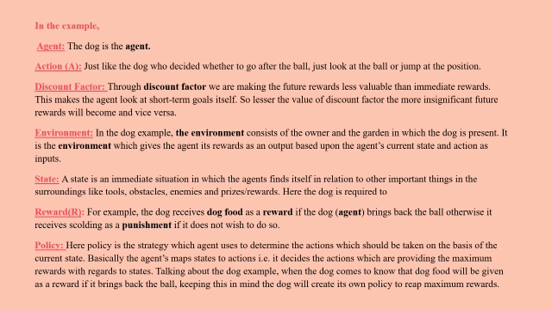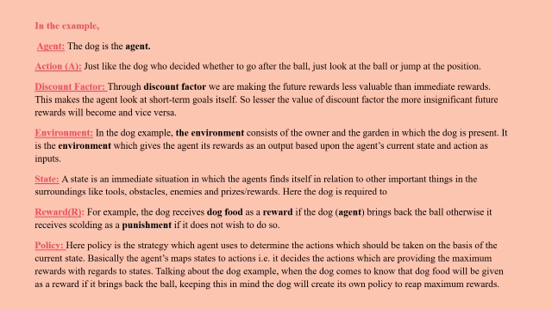Environment. In the dog example, the environment consists of the owner and the garden in which the dog is present. It is the environment which gives the agent its rewards as an output based upon the agent's current state and action as inputs. State. A state is an immediate situation in which the agent finds itself in relation to other important things in the surroundings like tools, obstacles, enemies, and prize or rewards.